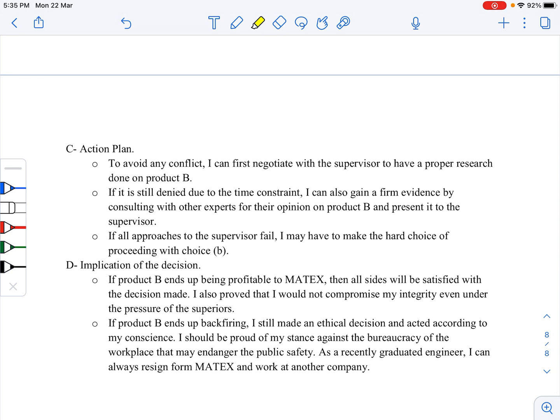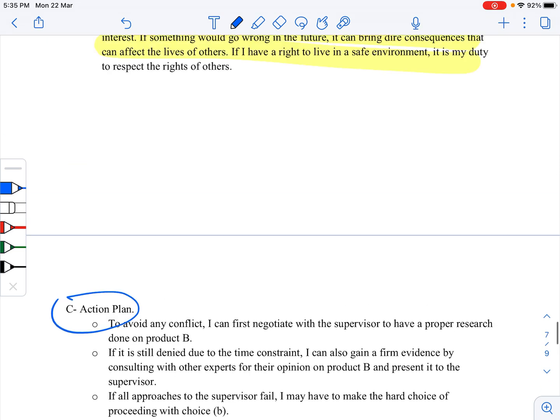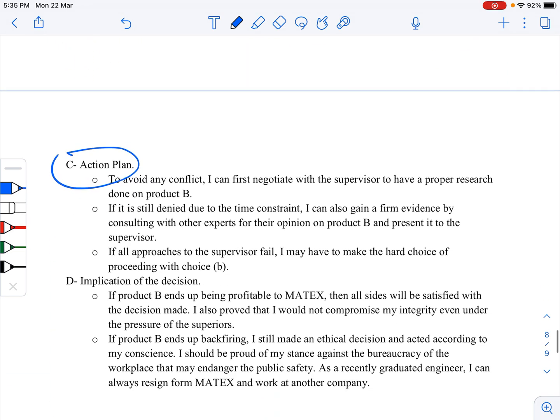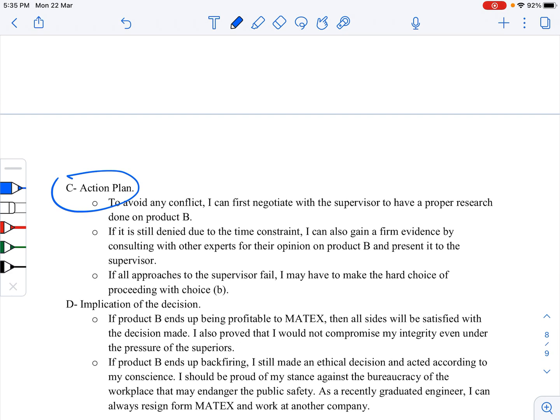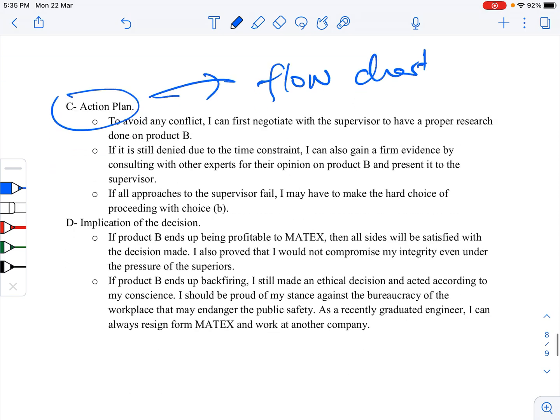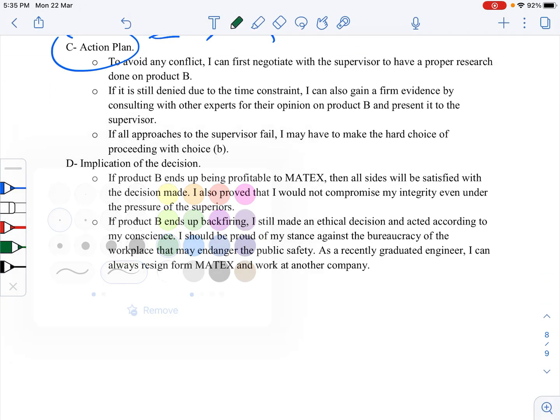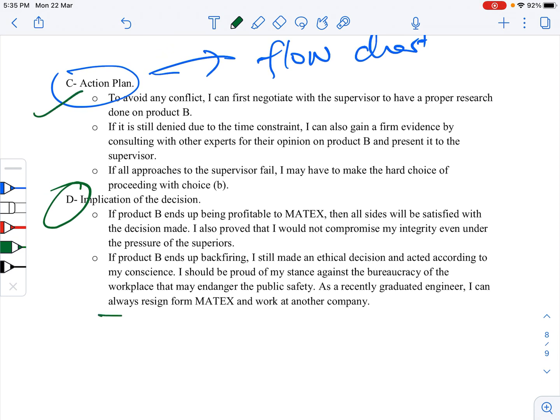And then the action plan. What if this solution is chosen, what does the person need to do, what is the action plan? This is an okay action plan. Actually, I've seen a better action plan. They even made a flowchart to explain the steps for the action plan. And then finally, don't forget the implication of the decision. When this action plan is taken, what will probably occur if this action is taken.